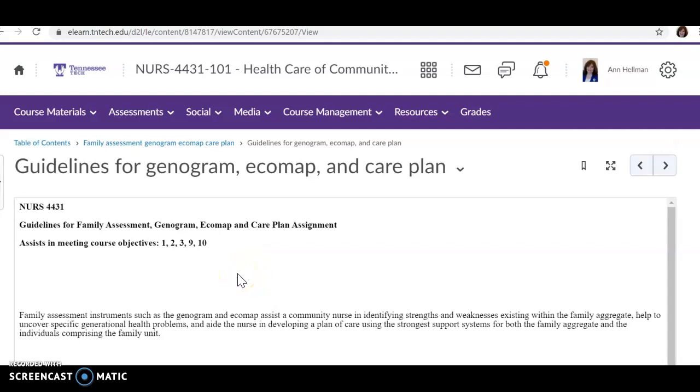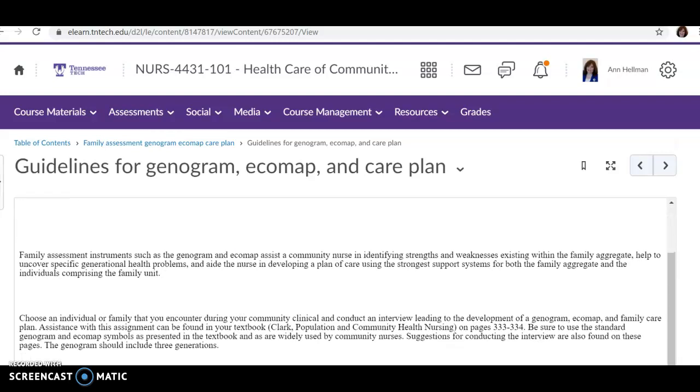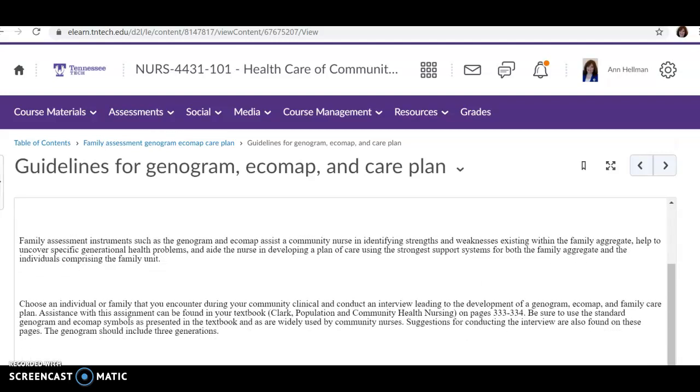Okay, now we're going to talk about the guidelines for the Genogram, ecomap, and care plan assignment. It is like a three-part assignment. We're going to talk in depth during 4430 didactic course about genograms and ecomaps, but those of you who are in community first rotation will need to have this information before we get to it in lecture.